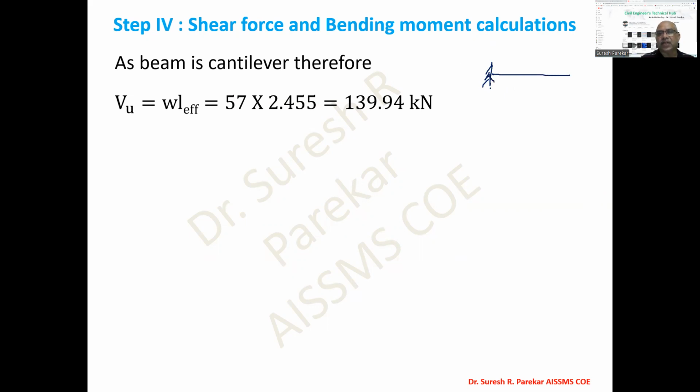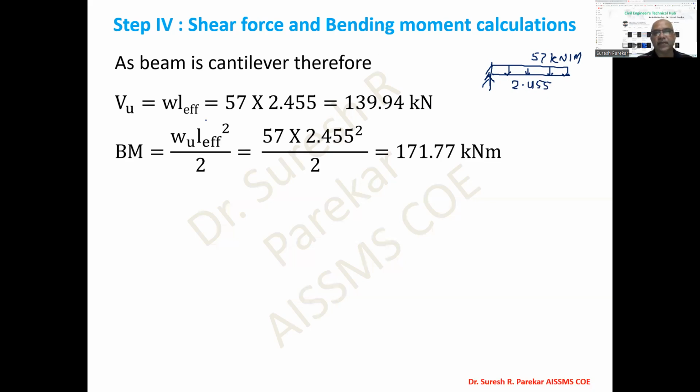So whatever reaction we have, that is the total load acting on it. So this will be the total load. And this load is given as 57 kilonewton per meter, and this is given as 2.455, and then we will get it as 139.94 kilonewton. Bending moment we will get 171.77 kilonewton meter, and then we will go to the next step.